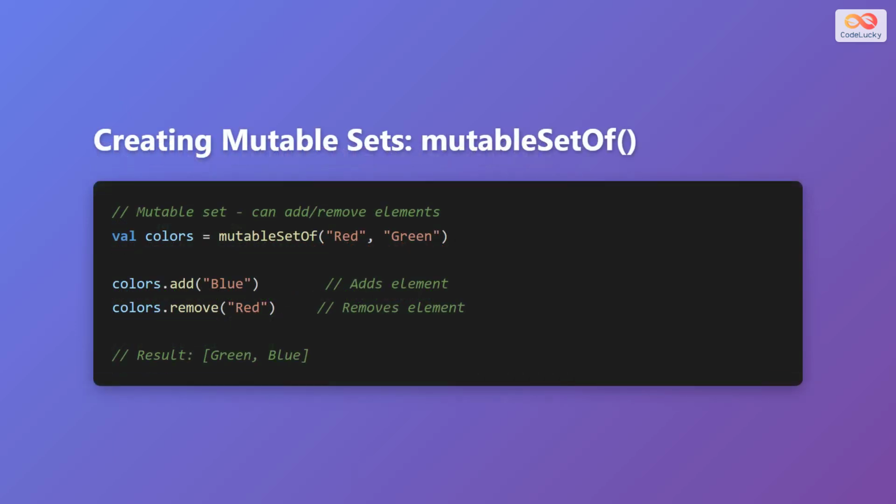When you need to modify a set after creation, use the mutableSetOf function. This creates a mutable set where you can add and remove elements. For instance, you can create a set of colors with red and green, then add blue using the add method, or remove red using the remove method. The final result would be a set containing green and blue.